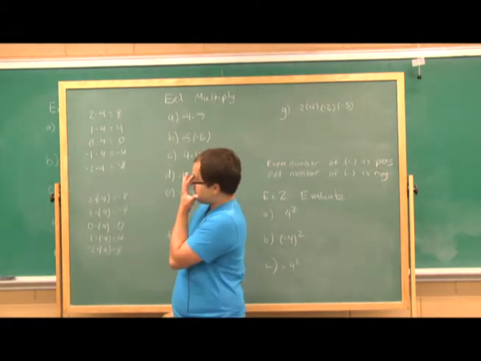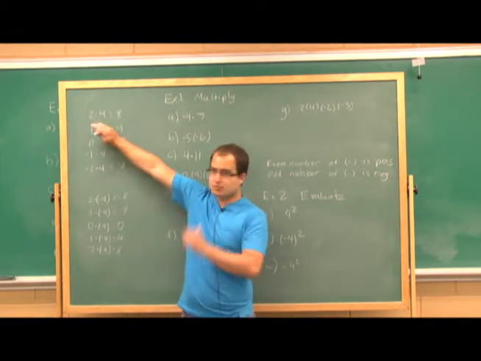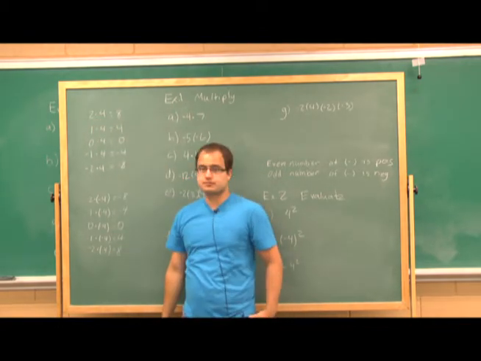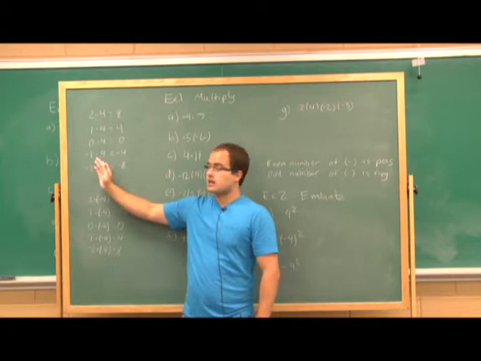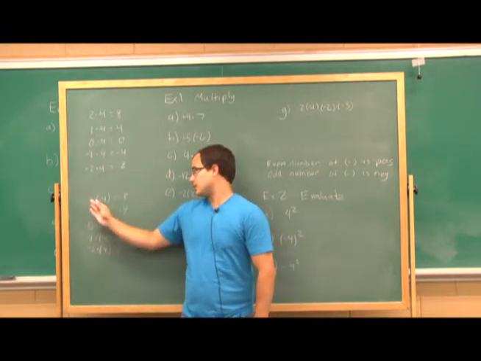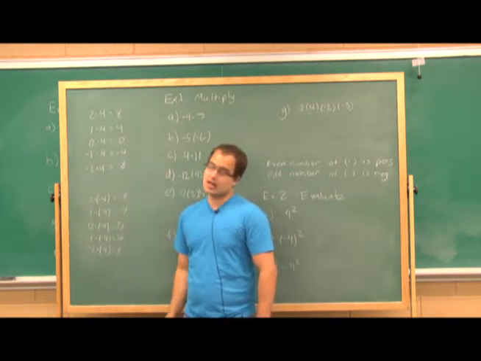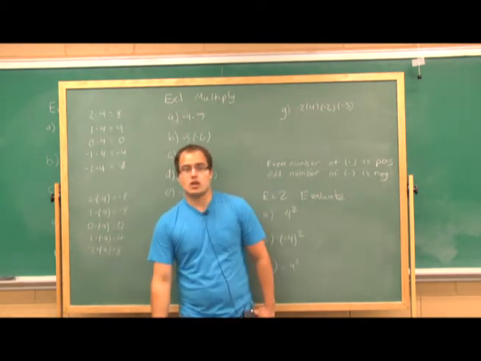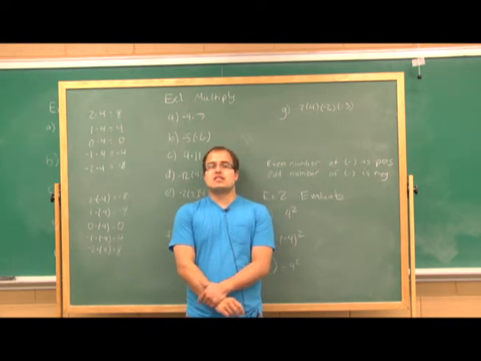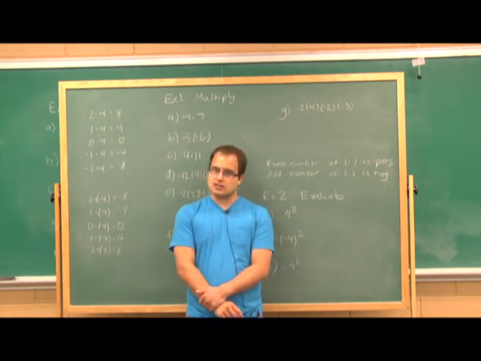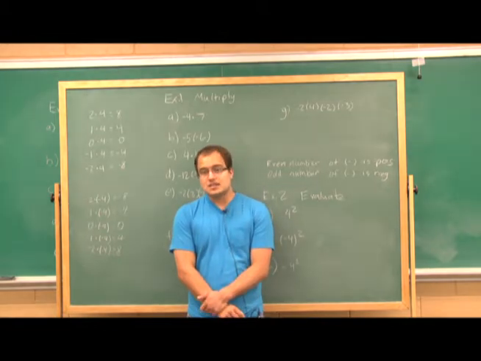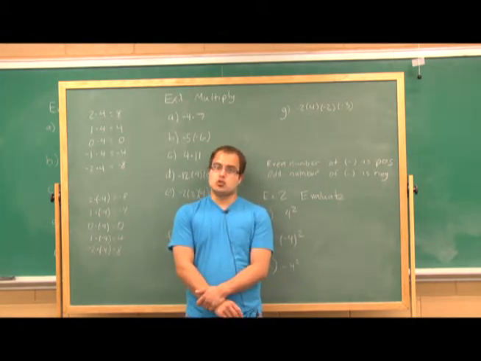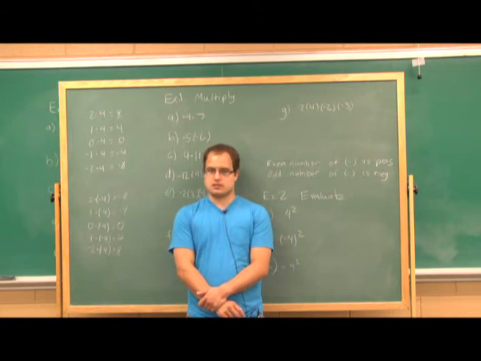So if you notice the pattern here, a positive times a positive gave us a positive. A negative times a positive is a negative. A positive times a negative is a negative, and a negative times a negative is a positive. So what that tells you is if they have the same sign and you multiply them, you get a positive answer. If they have opposite signs and you multiply them, you get a negative answer.